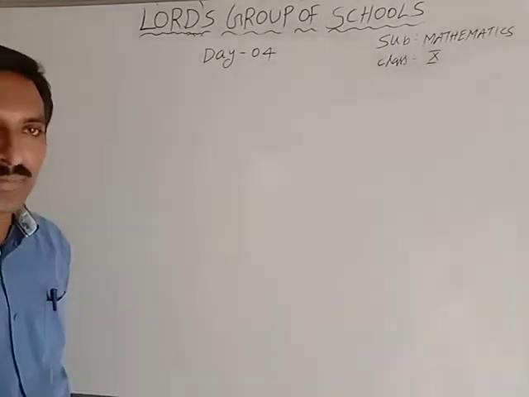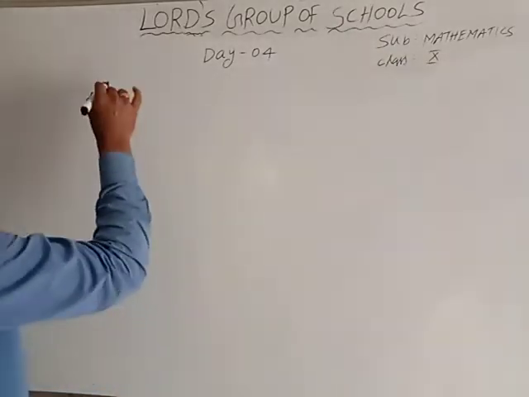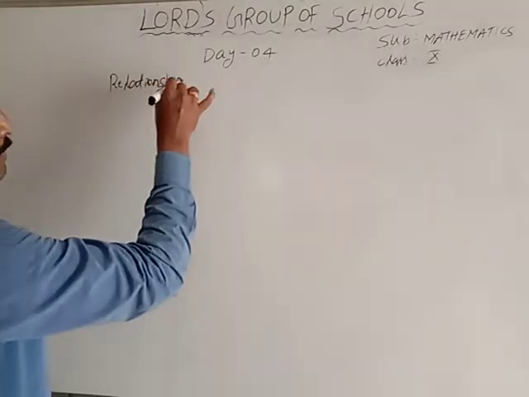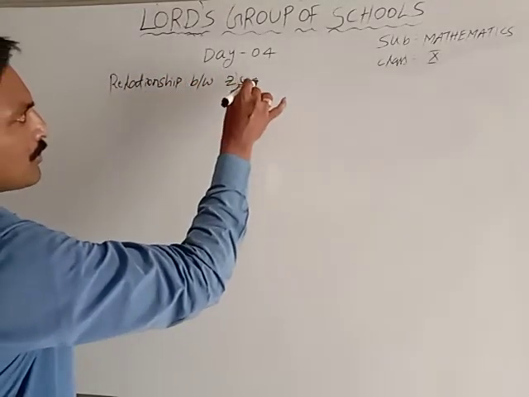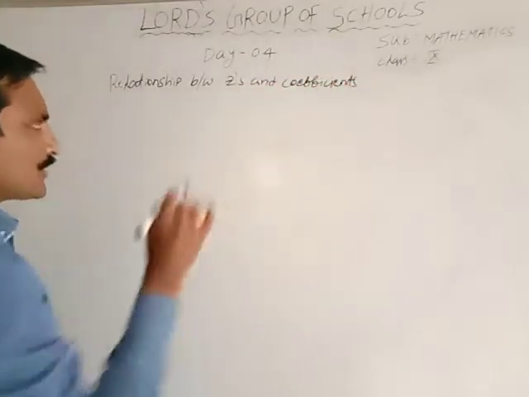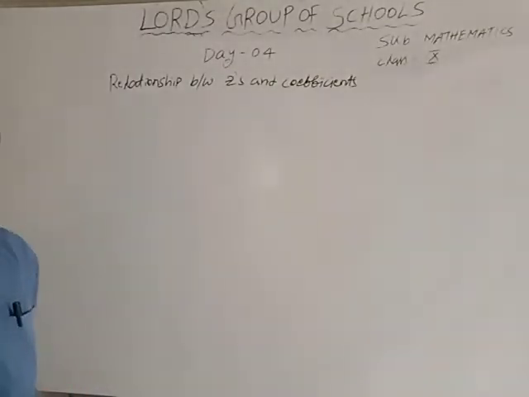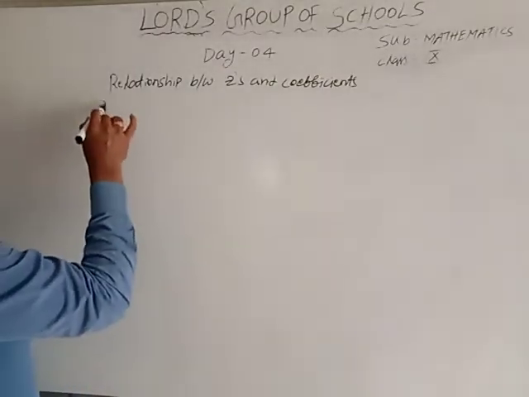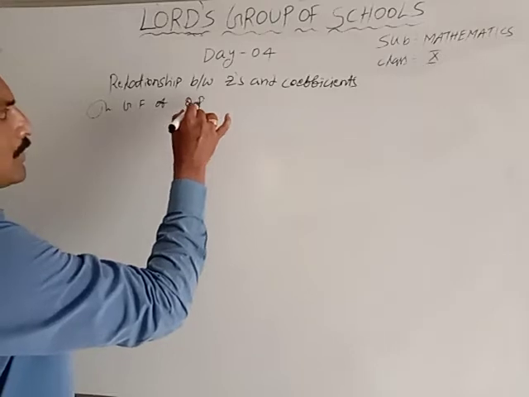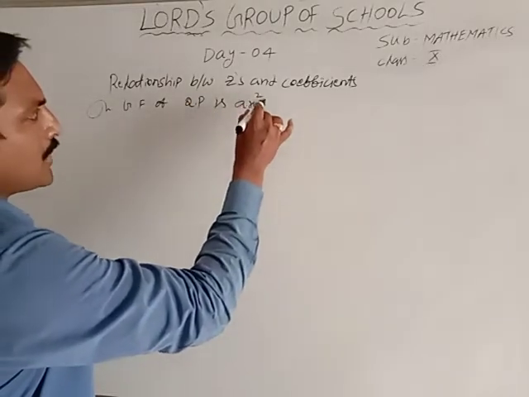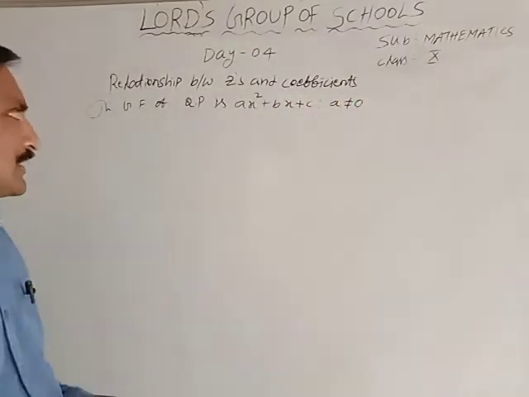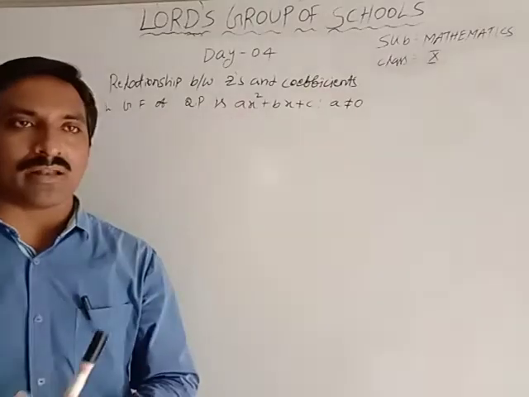Now, the chapter is polynomials. Today's discussion is about the relationship between zeros and coefficients. What is the relationship between zeros and coefficients? For example, write the general form of a quadratic polynomial. A quadratic polynomial is ax square plus bx plus c, where a is not equal to 0. This is the general form of a quadratic polynomial.